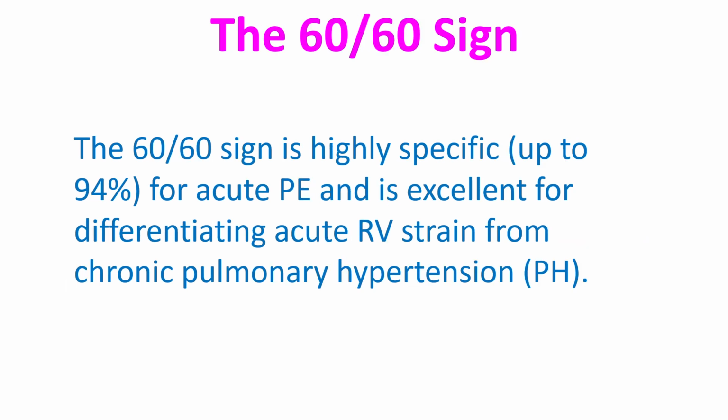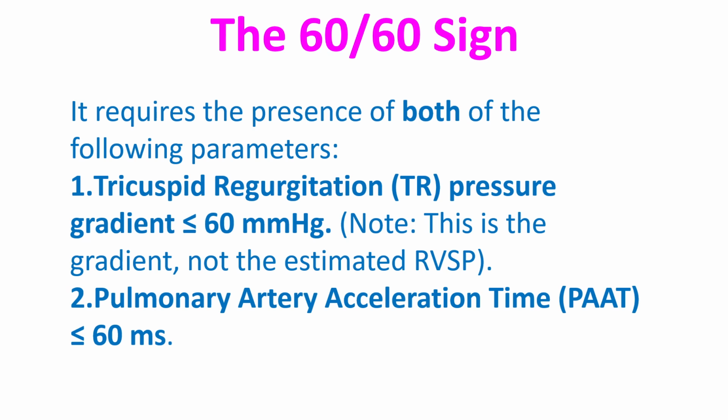The 60-60 sign is highly specific, up to 94% for acute pulmonary embolism, and is excellent for differentiating acute right ventricular strain from chronic pulmonary hypertension. It requires both of the following parameters. 1. Tricuspid regurgitation pressure gradient 60 millimeters of mercury or less. Note, this is the gradient, not the estimated right ventricular systolic pressure. 2. Pulmonary artery acceleration time 60 milliseconds or less.